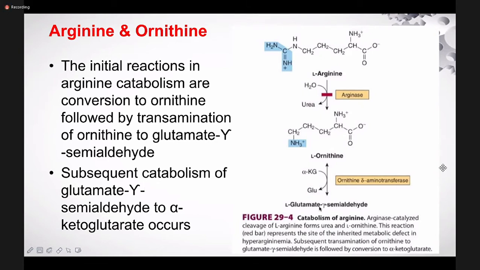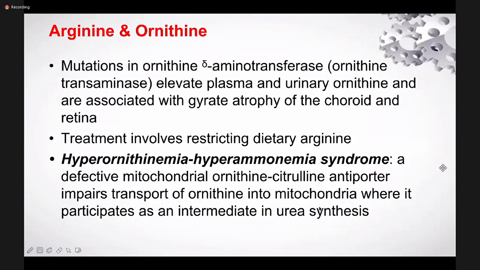So what is the importance of ornithine? If we can recall, mutations in the ornithine aminotransferase, also called ornithine transaminase, elevate plasma and urinary ornithine, and it is associated with gyrate atrophy of the choroid and retina. Treatment for this, usually for amino acids, is just diet restriction, so restricting dietary arginine.